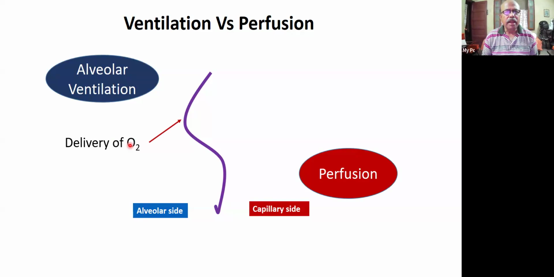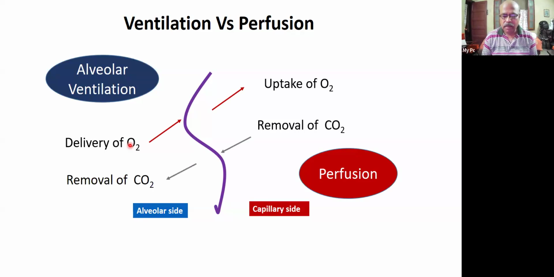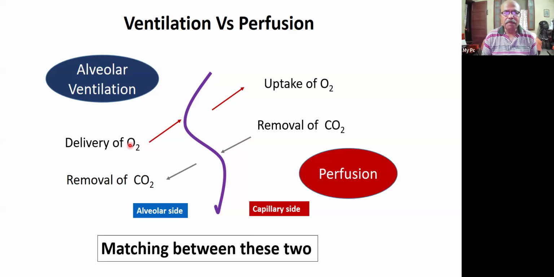And the alveolar ventilation, what does it do? It delivers the oxygen, and it is taken up by the perfusion blood, and the blood removes the carbon dioxide and carries it to the lungs. That is the basic physiology all of us know. Now, there must be a matching between these two, ventilation and perfusion, as otherwise life is not sustainable.